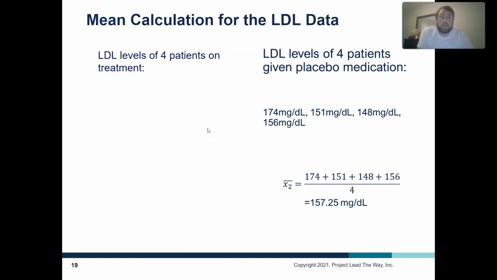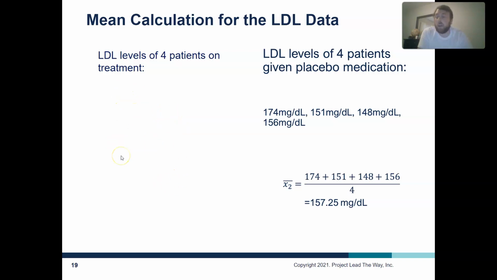So if we're going to do the calculation on the LDL levels, I have the placebo over here on the right side. You can see that my 4 pieces of data are right here, 174, 151, 148, and 156. Adding those together and dividing by 4, making sure that you use order of operations by using this as a fraction and adding the stuff first, hitting the equal sign, and then putting in the divide by 4, you should get a mean of 157.25.